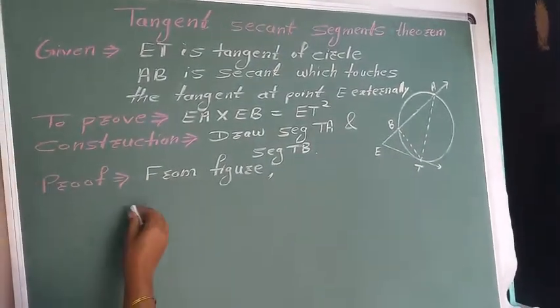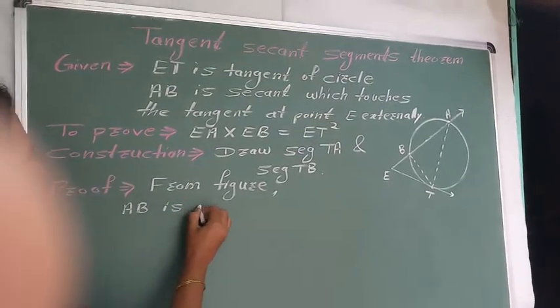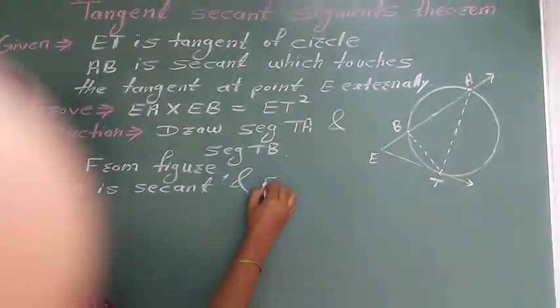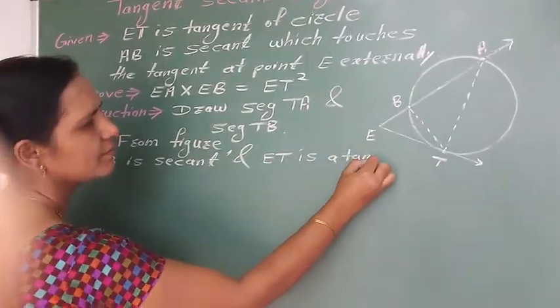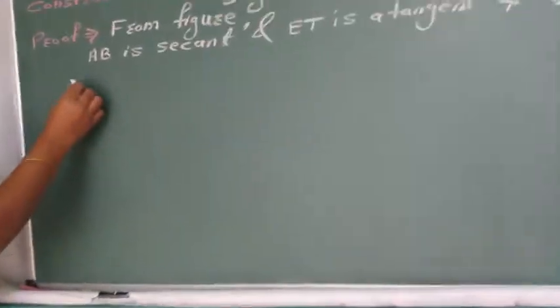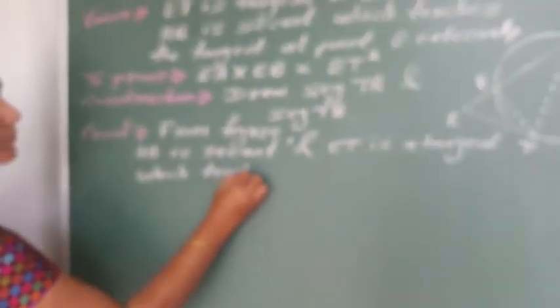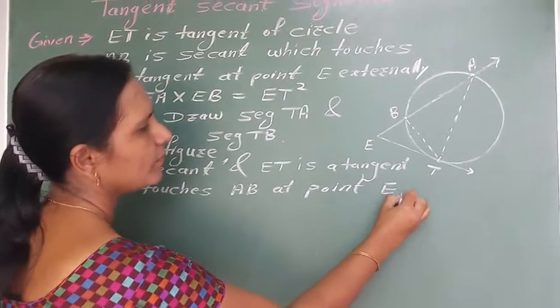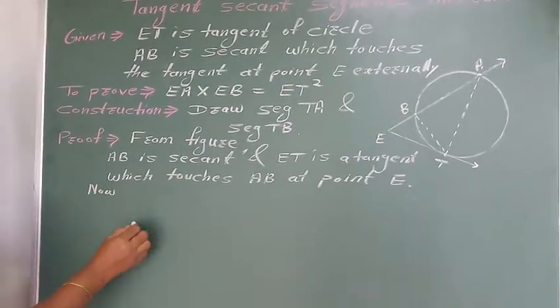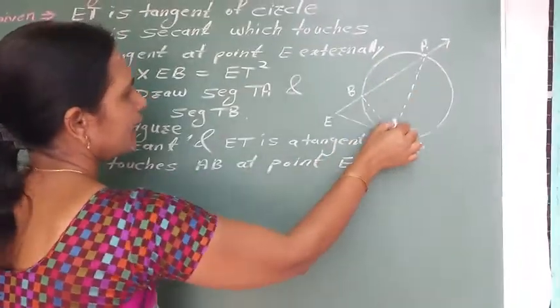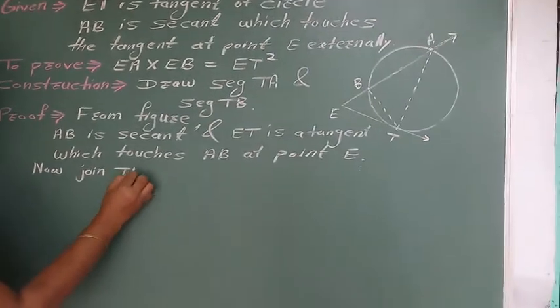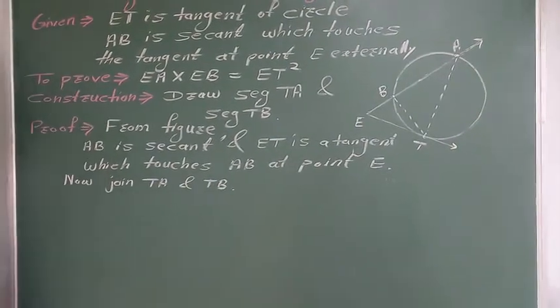We write here in proof, from the figure: AB is a secant, and ET is a tangent which touches AB at point E. Now we join TB and TA.